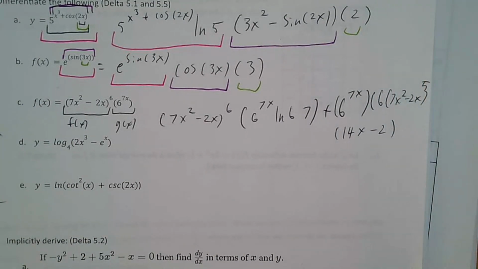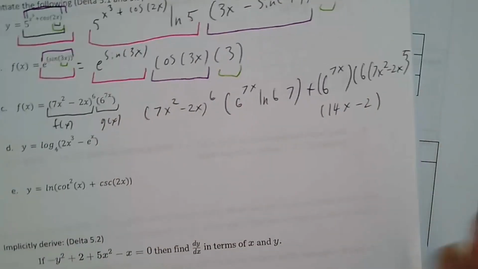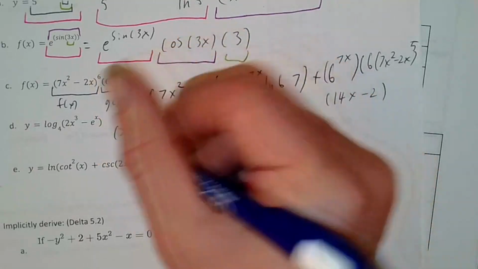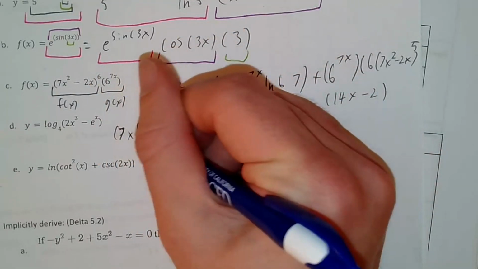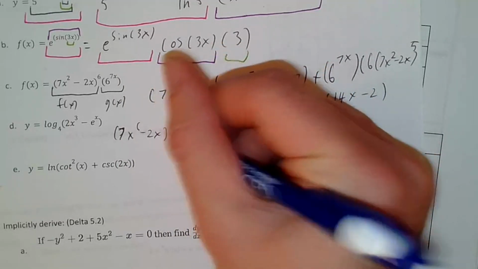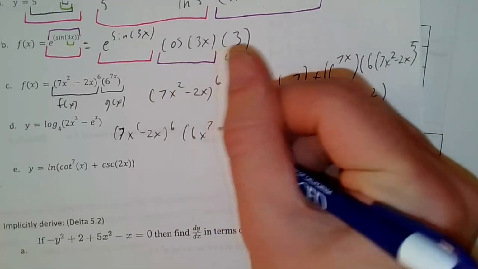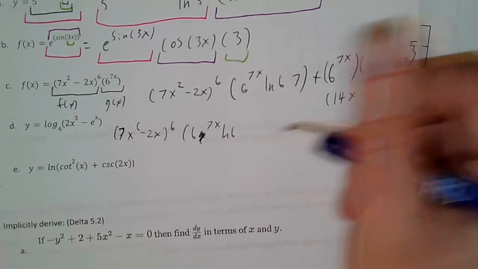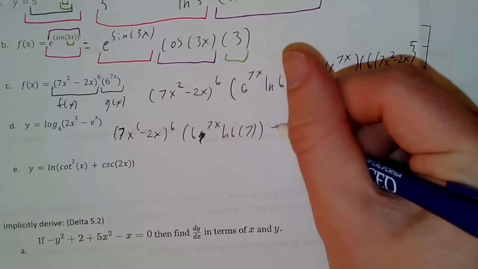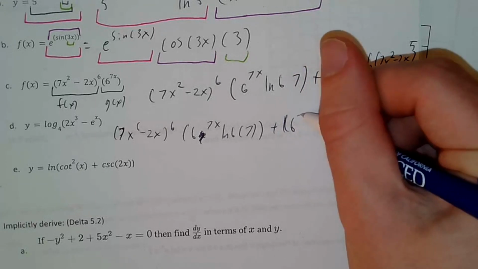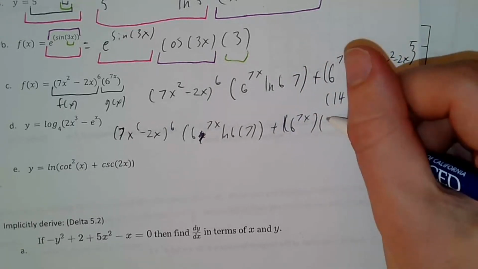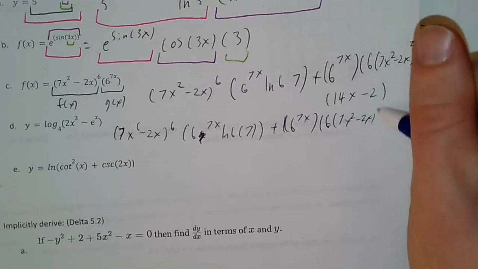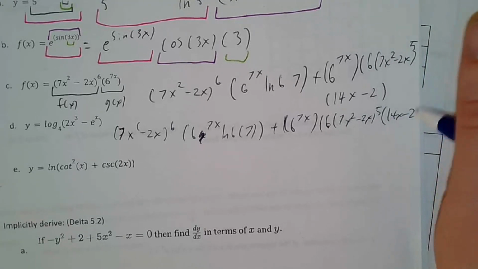I'm going to rewrite this all in one line because it looks a little messy. Basically it comes out to 7x squared minus 2x all to the 6th power times 6 to the 7x ln 6 times 7, plus 6 to the 7x times 6 times 7x squared minus 2x to the 5th, times 14x minus 2.